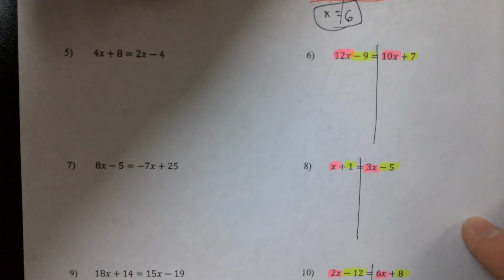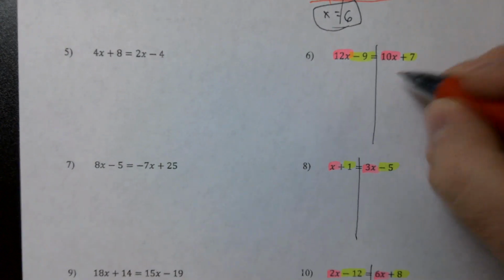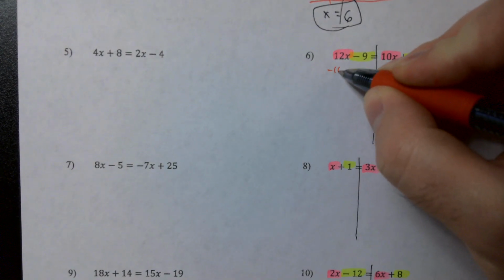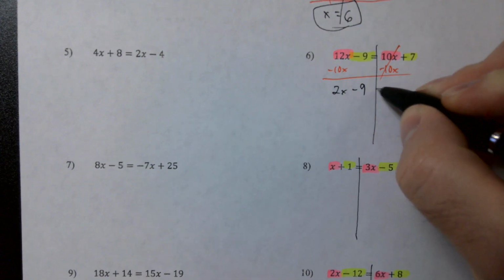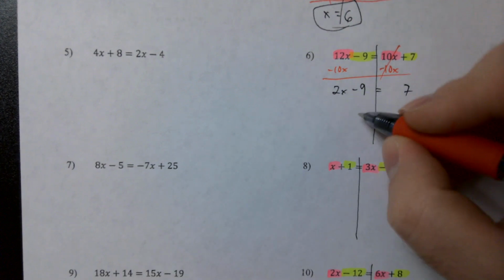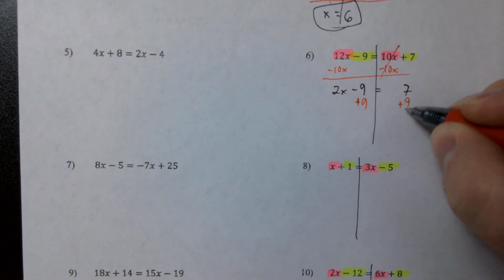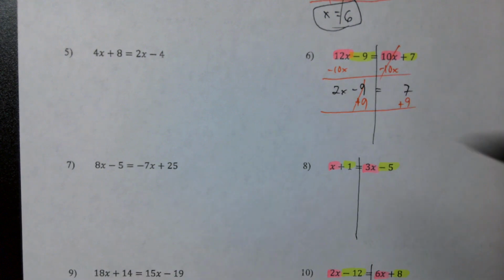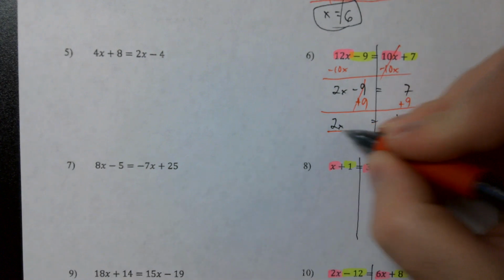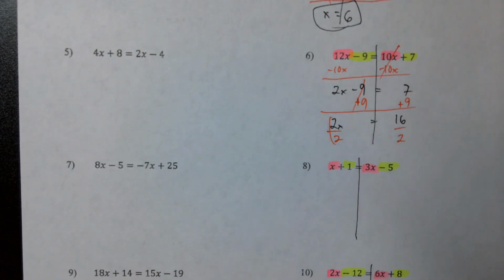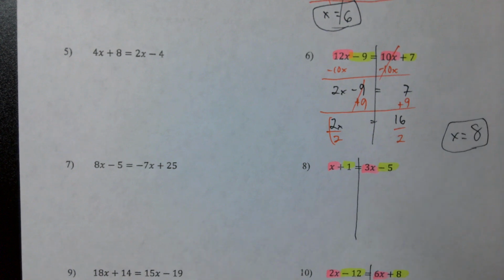Dropping it down, number 6. I'm going to subtract 10x from both sides. Gives me 2x minus 9 equals 7. And I'm going to add 9 to both sides. We've got to do the opposite of what we have. If it's a minus 9, I've got a plus 9 if I want to cancel that out. And then I divide by 2 and I get x is equal to 16 over 2, positive 8.